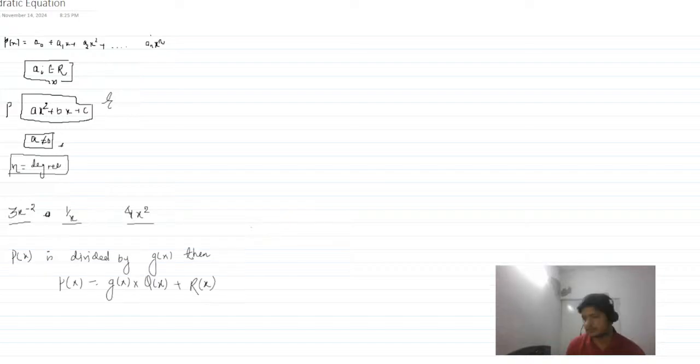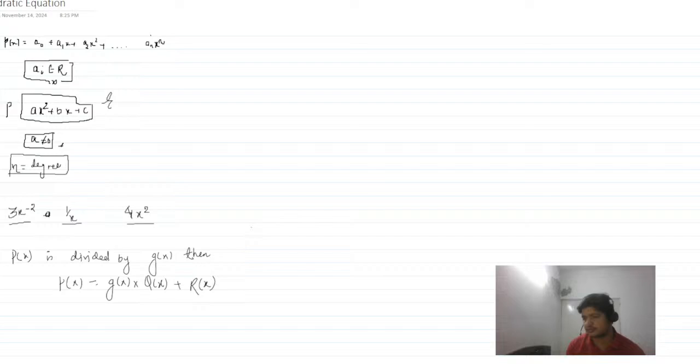Correct? Yes. So the degree of R(x) should be less than the degree of G(x). And one more thing that we can write here is R(x) is equal to 0. This is also a possibility that we can see here, right? R(x) can be equal to 0. Understood? Any issue in this?